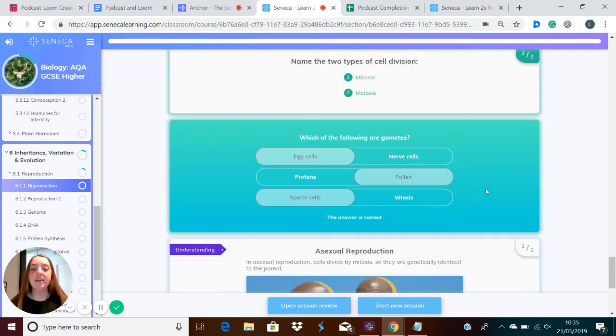And so meiosis can produce gametes, which are used in sexual reproduction. And the female gametes, if you remember, are the egg cells and the ovum, and the male cells are pollen and sperm cells.